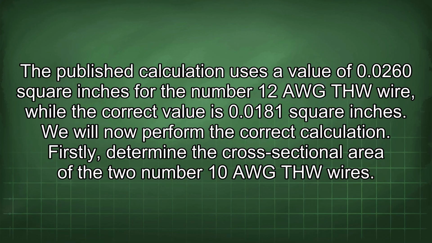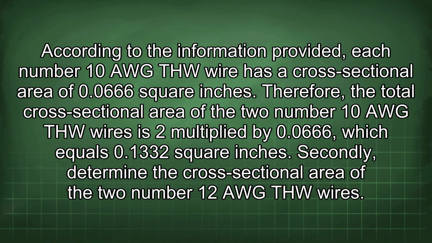Firstly, determine the cross-sectional area of the two number 10 AWG THW wires. According to the information provided, each number 10 AWG THW wire has a cross-sectional area of 0.666 square inches. Therefore, the total cross-sectional area of the two number 10 AWG THW wires is 2 multiplied by 0.666, which equals 0.1332 square inches.